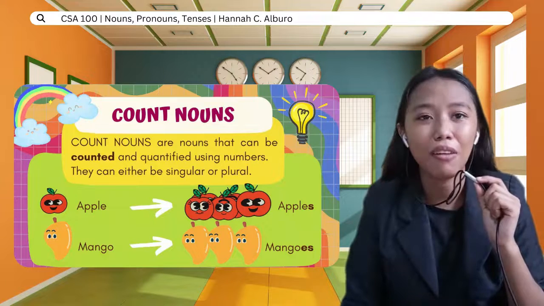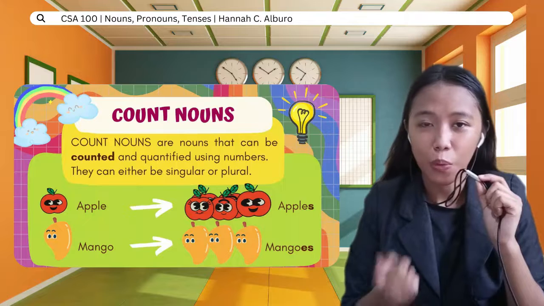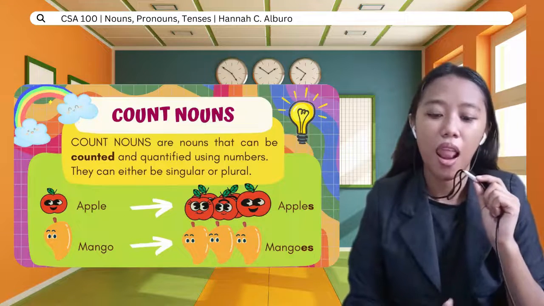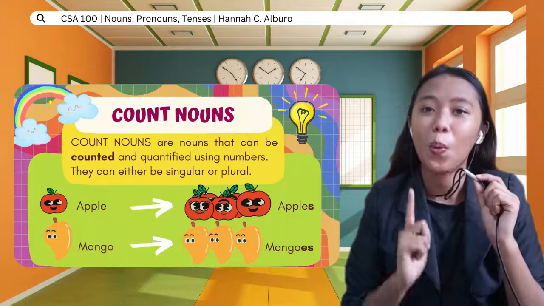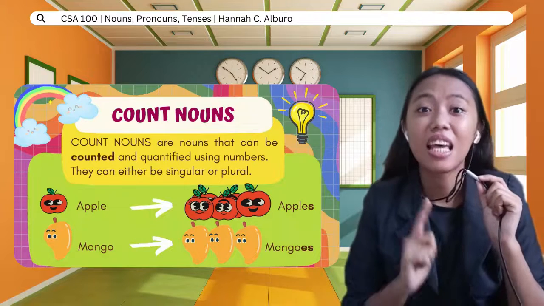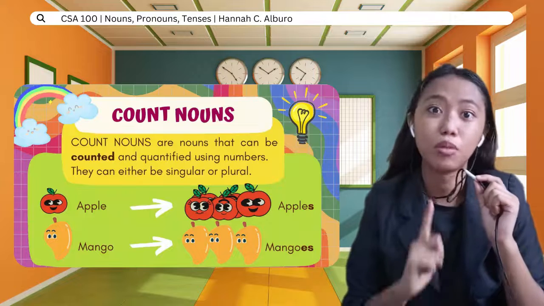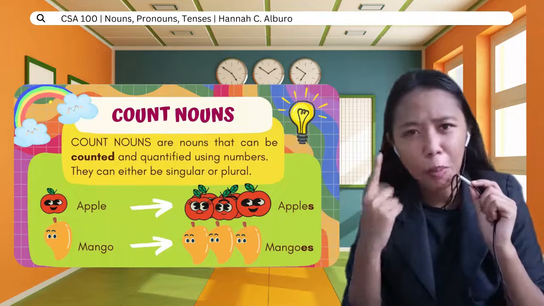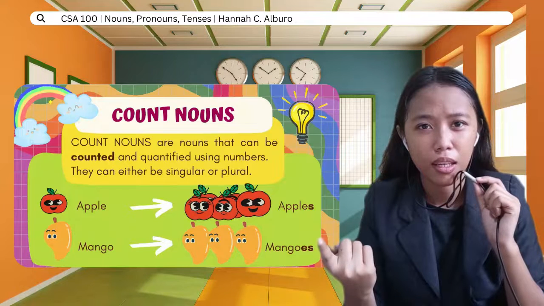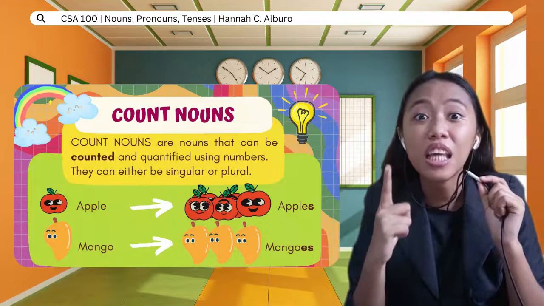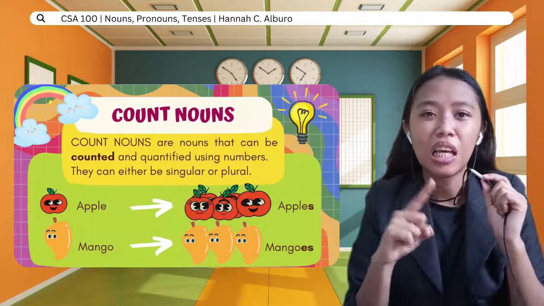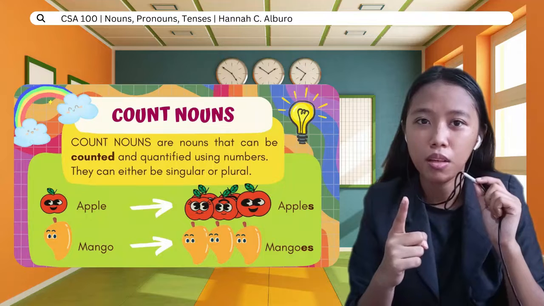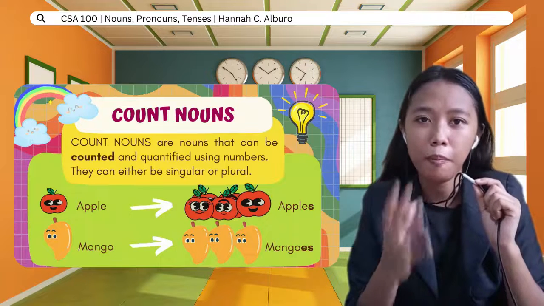So, let's take the word apple as an example. So here we have the word apple. We add s, it becomes apples. It becomes plural. Next, the mango. We add es, mangoes. It becomes plural. Diba? So when you hear the word apple, what comes to your mind? Yes, you think of one apple only. Now, when you hear the word apples, what comes to your mind? 'Di ba? It could be many apples, 'di ba?